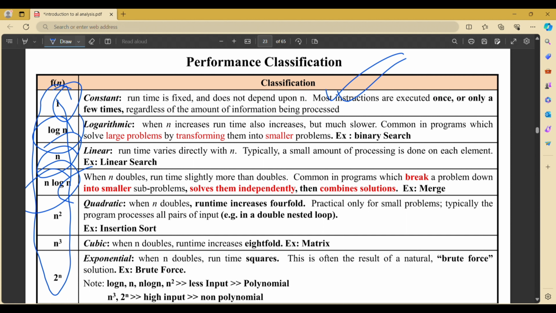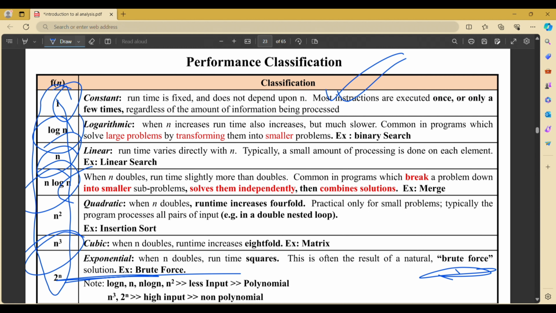N square is a quadratic function. If you substitute any value of n, you get only positive values. N cube also, the runtime increases. And 2 power n is exponential. We may not use 2 power n often; most probably we will get answers in n or n square, and in fewer cases in 2 power n. It is an exponential and is often related to brute force solutions.